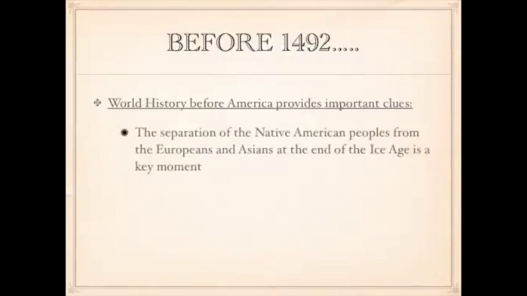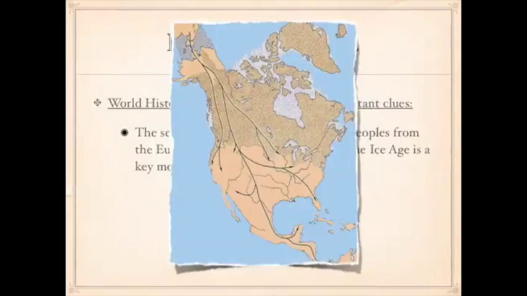First, we know that the separation between Native American people and their European and Asian counterparts at the end of the Ice Age was a really key moment. If you think about this map, you can see where Native American peoples during the Ice Age were able to cross the Bering Strait. So in the upper left corner of this map, you can see where they crossed the Bering Strait. But that was actually linked land-wise during the Ice Age because the water level had dropped. So actually you could walk from Asia to North America. Once the Ice Age was over and the water level rose back up again, it cut off those people.